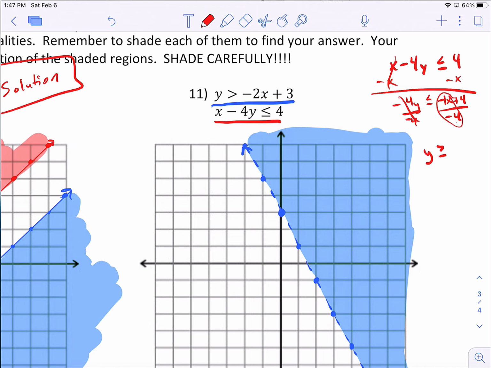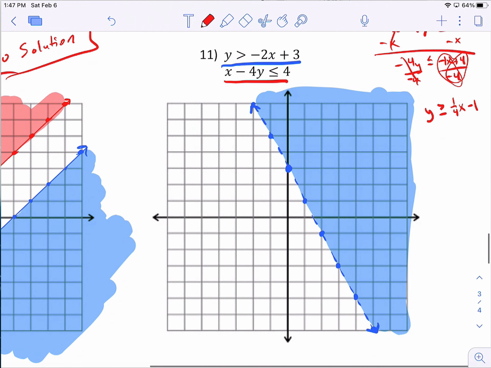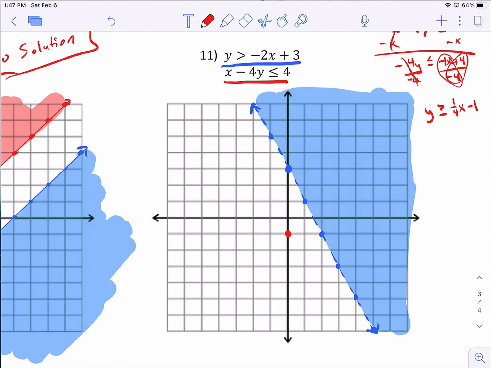Okay, and that's like a -1/4 x. I'll divide both of these by -4. So that'll give me a positive 1/4 x minus 1. 4 divided by -4 is -1, so that's why there's a -1. -1 and -4, the two negatives cancel each other out and make that into a positive. So I have y is greater than 1/4 x minus 1. So there's my -1.